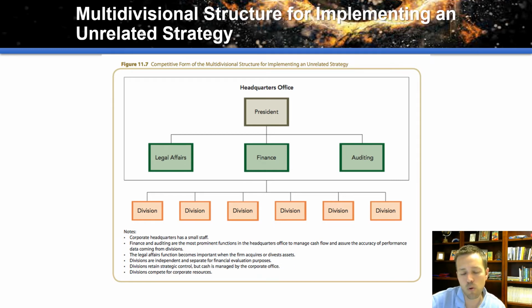And one important note is that the divisions are actually competing for corporate resources, right? So the best performing divisions are going to get more resources. The worst performing divisions might get divested, right? They might be seen as a stock that's underperforming. So they might get divested. They might get sent home, right? So that is a multi-divisional strategy for implementing an unrelated strategy.